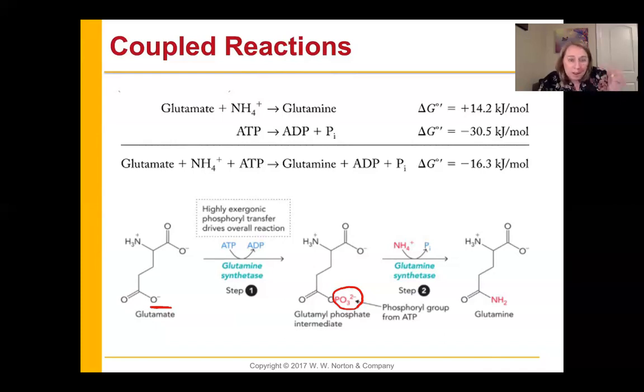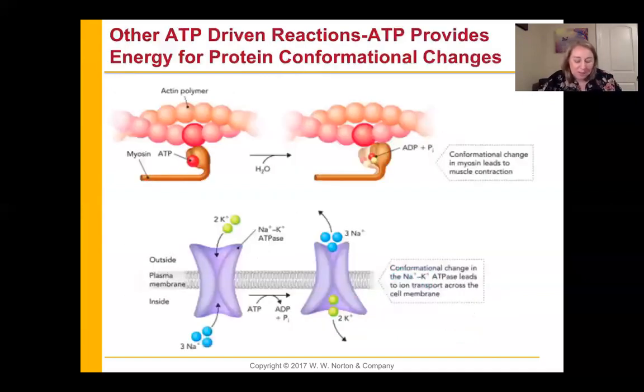Now we can make the product we want with glutamine synthase, and we're going to release our inorganic phosphate. So you're going to have a release of our ADP and a release of our inorganic phosphate, and then we can keep reusing our ATP, our AMP, our ADP, and our Pi, so that we can continue to use these molecules to drive reactions.